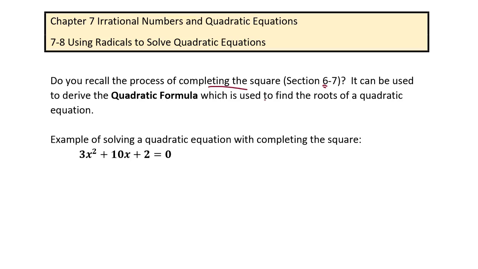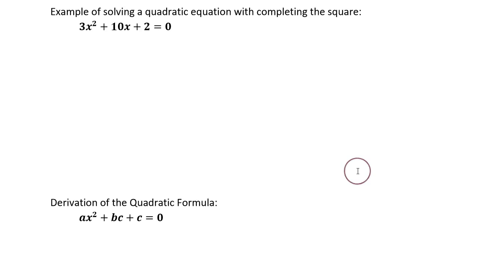We can use completing the square again to derive the quadratic formula. And with the quadratic formula, we can solve any quadratic equation. So first, let's review how to use completing the square. We'll use completing the square to solve this quadratic equation, which is in standard form. So the x squared is first, then the x, then the constant term. There's a 0 on the right side.